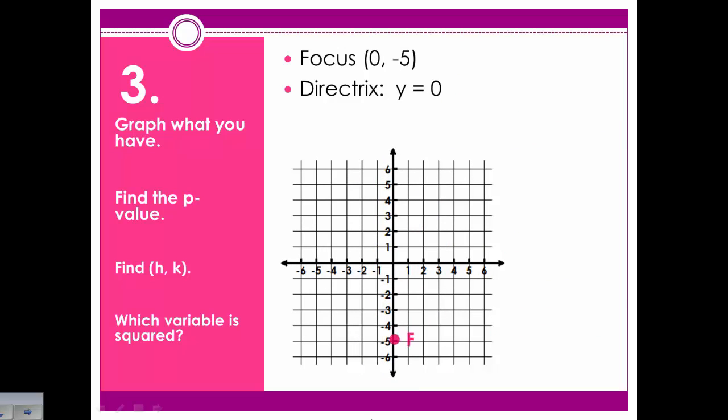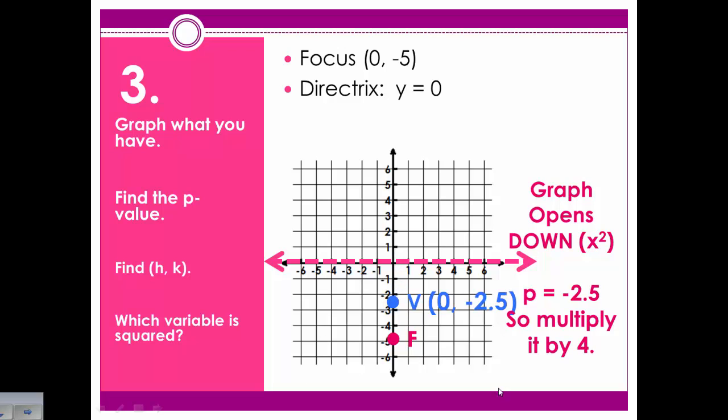Graph what you know. Y equals 0 means it's a horizontal line. On this one, you've got to ask yourself, what am I missing? On this one, we're missing the vertex again. So you count how far it is, 1, 2, 3, 4, 5, and go halfway. So half of 5 takes us to 1, 2 and a half. This gives us our p-value. To count the p-value, you count how far it is.